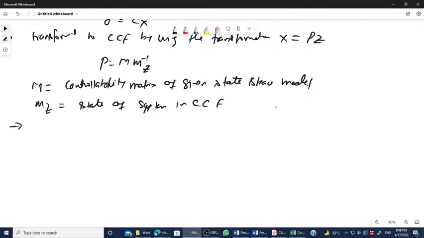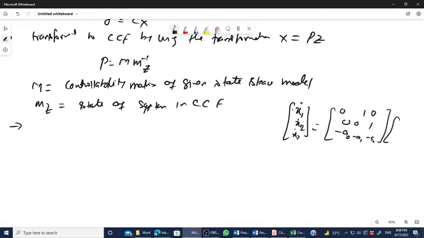Okay, and you know the form of the controllable canonical form. If your system is represented in the controllable canonical form, then for a third order system it is represented like this: 0 1 0, 0 0 1, and minus a0, minus a1, minus a2, into x1, x2, x3. We already have completed this form, and this is the important 0 0 1.